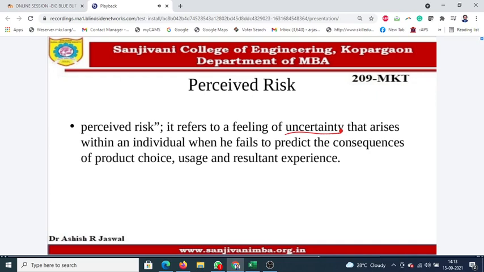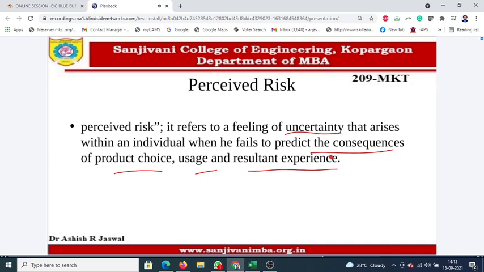When will that arise? When he is going to make a purchase, and when he has made a purchase, a feeling of uncertainty has arrived within an individual when he fails to predict the consequences of product choice, usage and resultant experience. प्रोडक्ट तो खरीद लिया, पर जो चॉइस किया वो सही किया है कि नहीं, प्रोडक्ट चलेगा कि नहीं, प्रोडक्ट का एक्सपीरियंस ठीक रहेगा कि नहीं, ये कब फील होता है?